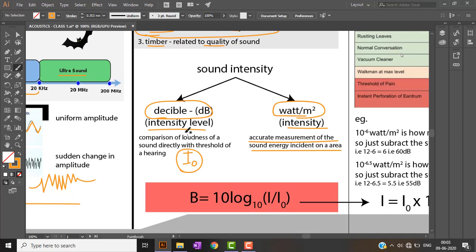So in order to measure the decibel level, the formula is beta is equal to 10 log 10 I by I0, where I0 is the threshold of hearing. So intensity level is nothing but direct comparison with I0.